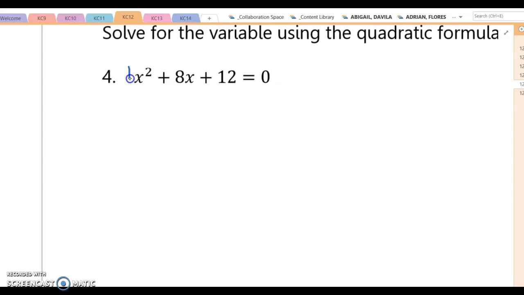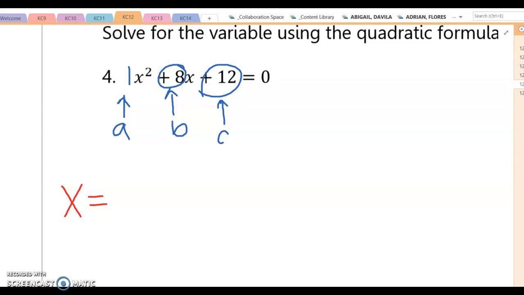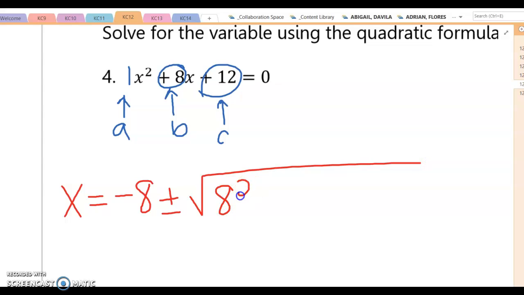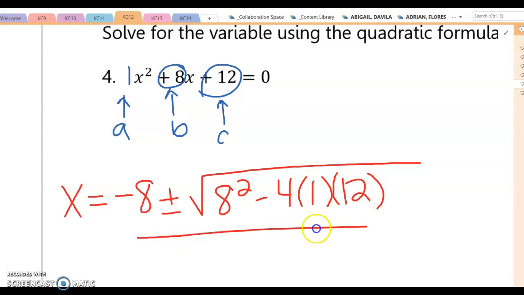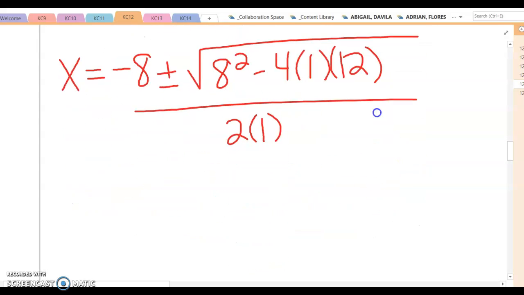So there's an invisible 1 in front of the x. So that is your a. Your b is 8, and your c is 12. So let's go through and plug it in. So x equals -b, so -8 plus or minus the square root of b squared minus 4, and then a is 1, c is 12, all over 2a, and so a is just 1.